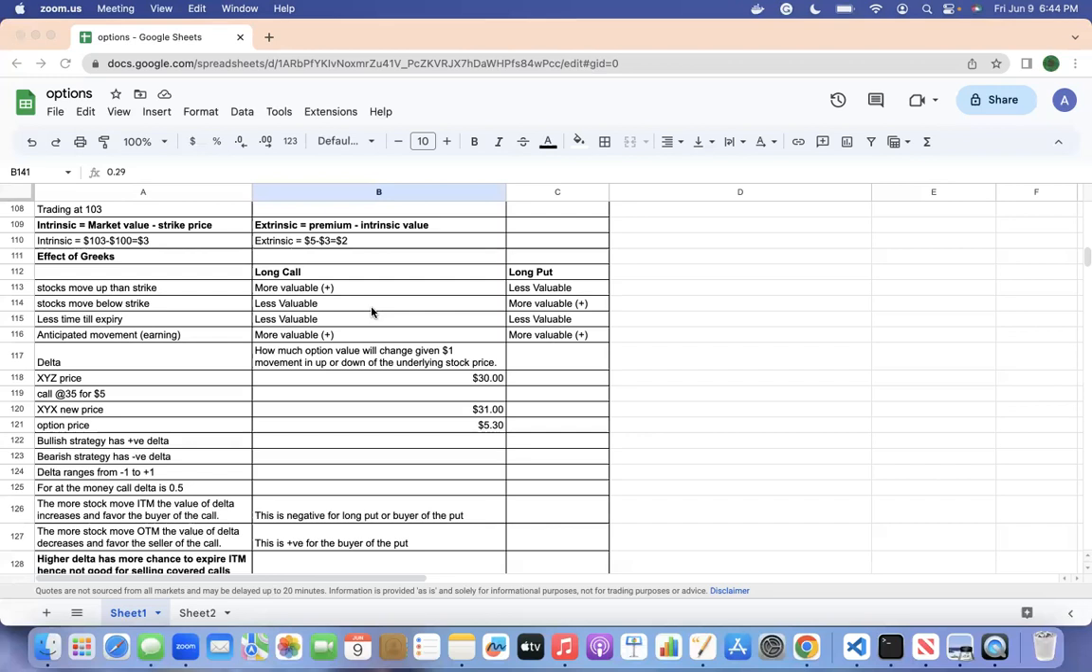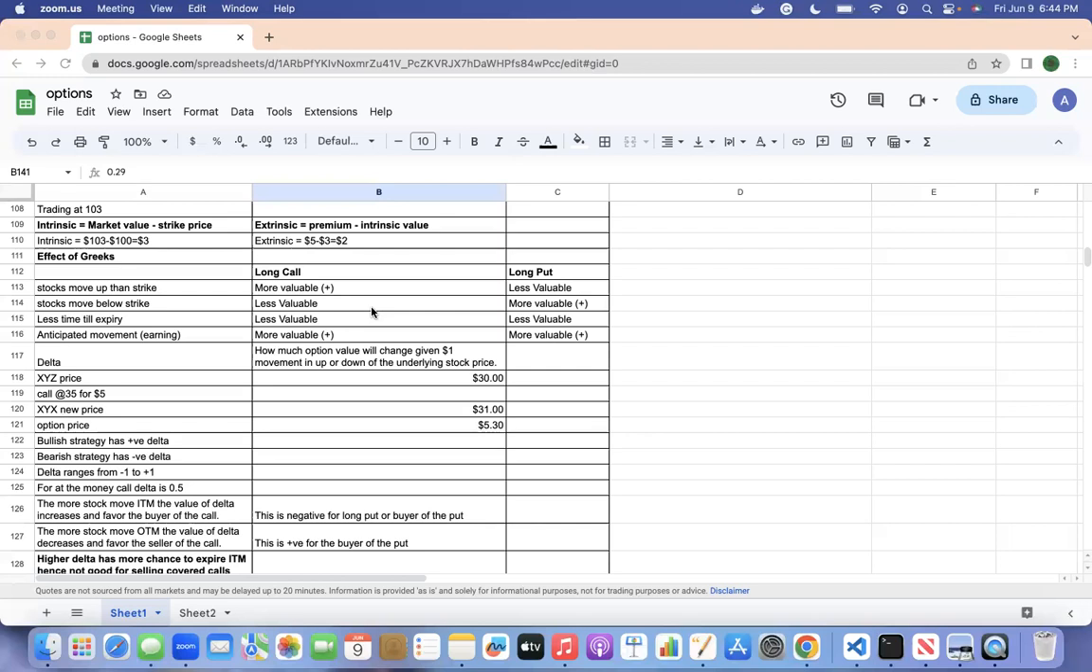And similarly, the extrinsic value of the option is whatever is left from the premium. So let's say I paid a $5 premium for buying that call to have the right to purchase Apple stock at $100. So the extrinsic value is the premium minus the intrinsic value. The intrinsic value was $3. The extrinsic value is $5, which is the premium, minus the $3, which is the intrinsic value, equal to $2.